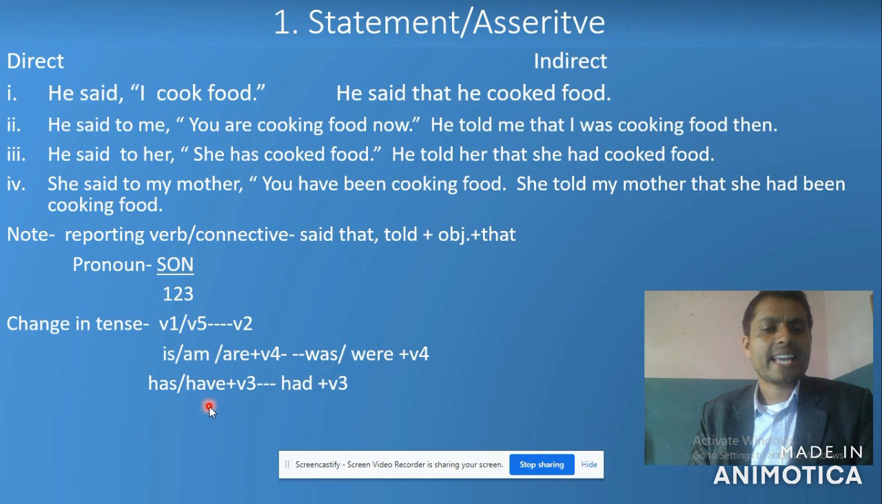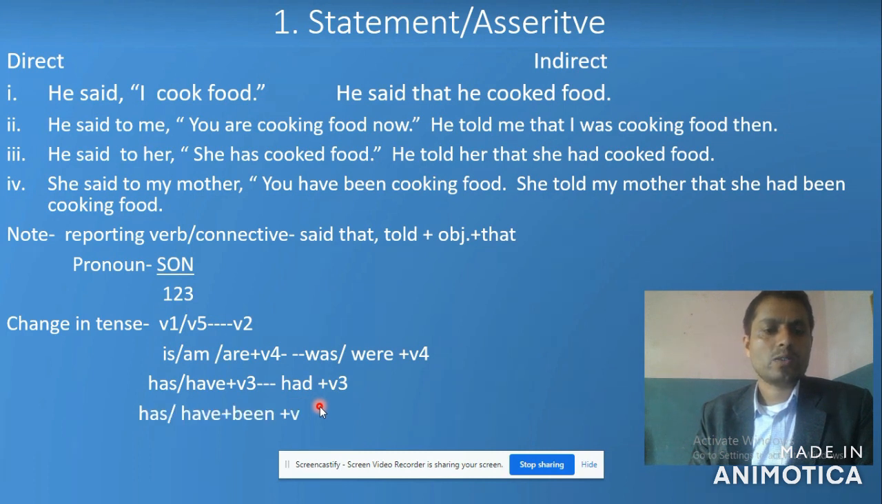If there is has, have plus verb 3, it means present perfect, changes into had plus verb 3. That already we have done here. Look at here. She has cooked food. This is present perfect, changes into she had cooked food. So present perfect, past perfect, right?